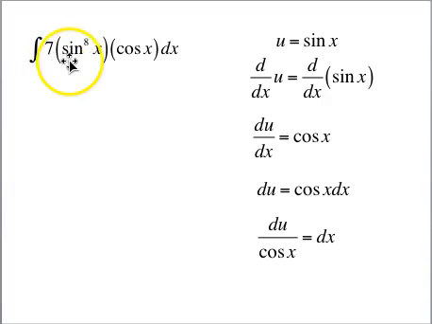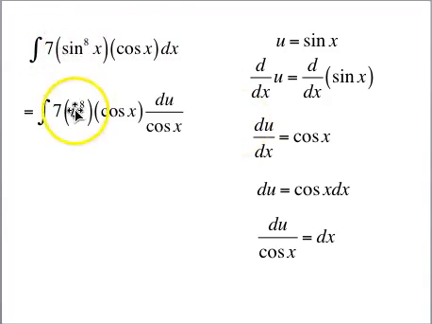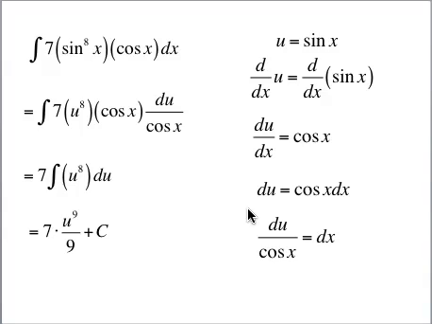This becomes 7 u to the 8th cos x times du over cos x. Again, sine x is u to the 8th, cos x stays from before, dx is du over cos x. Notice the cos x's cancel. We are just left with one variable, u, which is what we want. Pull the 7 out in front. 7 times the integral of u to the 8th du, 7u to the 9th over 9 plus c. But what is u? u is sine x. So 7/9 sine x to the 9th plus c.